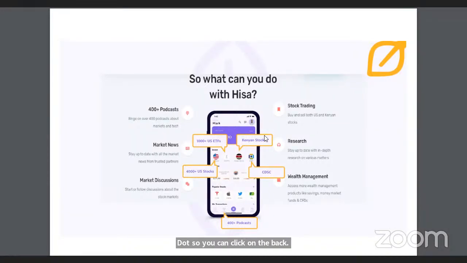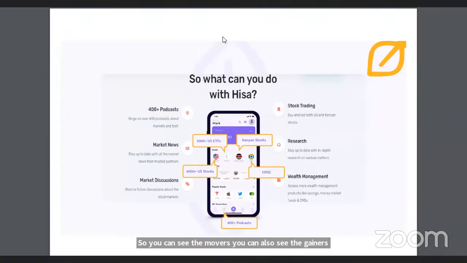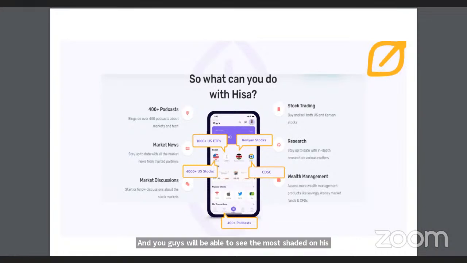Okay, I think I forgot to mention something on Kenyan stocks. I hope everyone is on the Kenyan stocks still. On the Kenyan stocks, you can see the movers, the gainers, and the losers. Still on Kenyan stocks, I want you to scroll down after clicking on Kenyan stocks, and you will be able to see the most traded on Hisa, or rather the kind of stocks that most people are buying on Hisa.